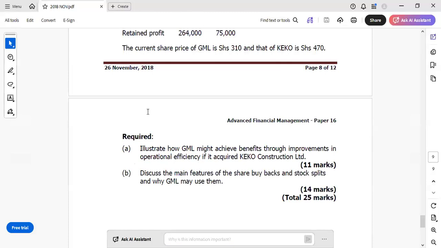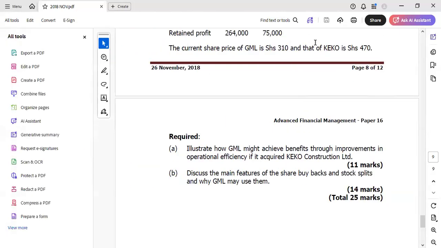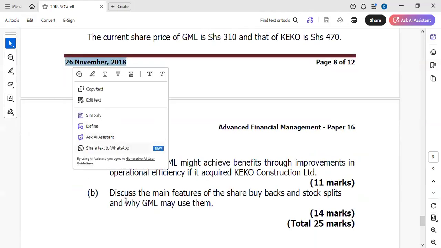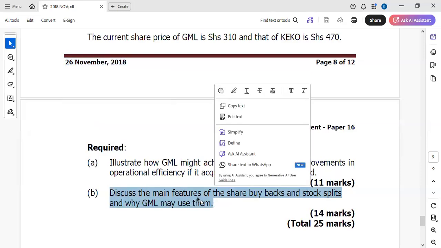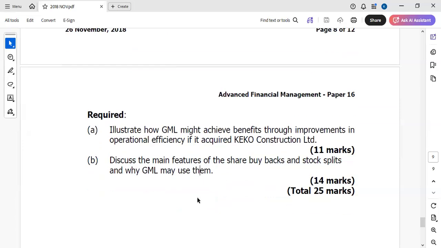It's not that you will need to just focus on computations. You don't need to focus on only computations when it comes to this paper. Let's carry the theory. This is November 2018, and I am focusing on only theory this session. I am not going to do the computations. For the computations, we will have a separate session.